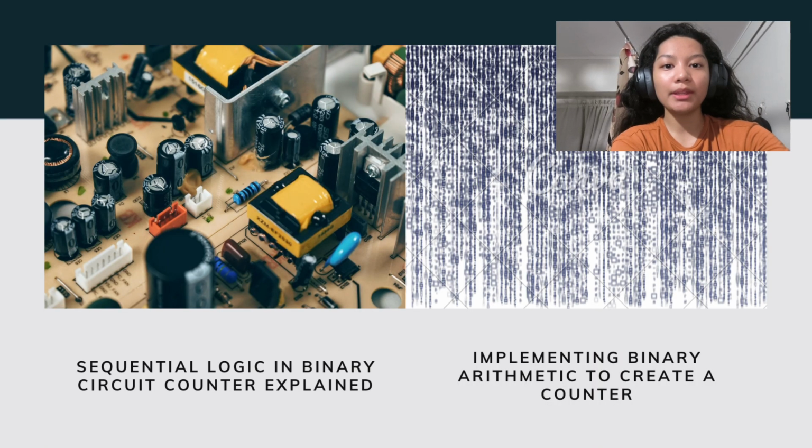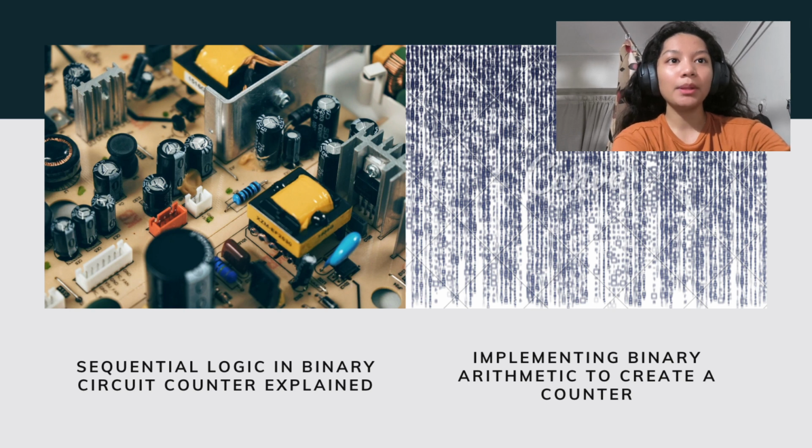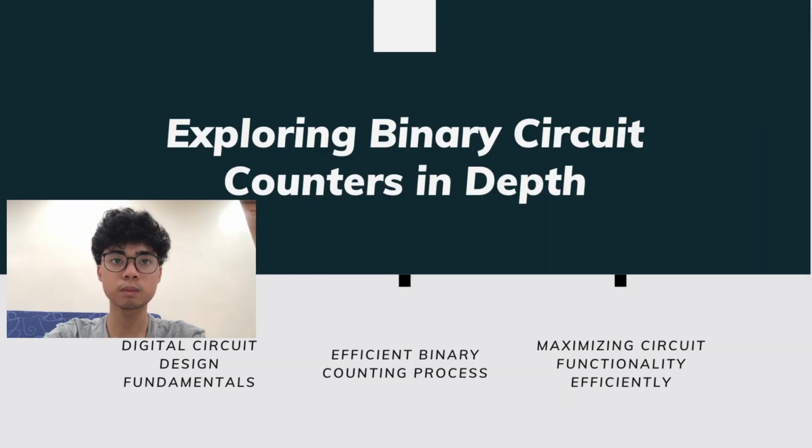Sequential logic in a binary circuit counter allows for sequential storage and processing of binary data. To implement binary arithmetic in a counter, flip-flops are used to represent binary digits. Each flip-flop's output is connected to the next flip-flop's clock input, creating a ripple effect for counting up or down. Logic gates also control when each flip-flop changes its state based on the current count and clock signal.